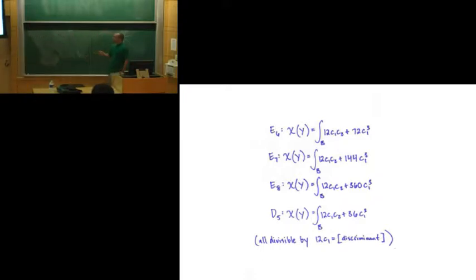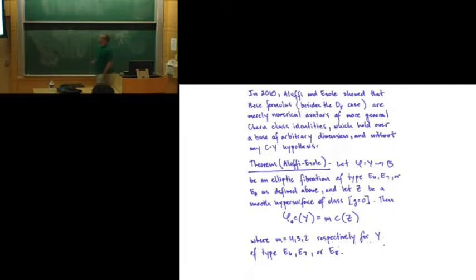Okay. And more recently, in 2010, Aluffi and Esole showed that these formulas, besides the D5 case, are all merely numerical avatars of more general Chern class identities, which hold over a base of arbitrary dimension and without any Calabi-Yau hypothesis. So I'll quickly go through this theorem.